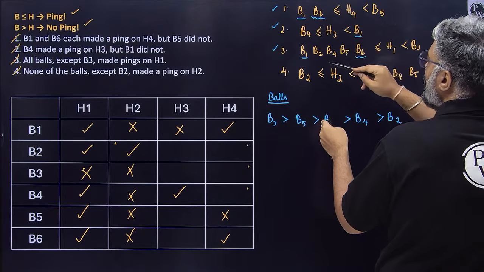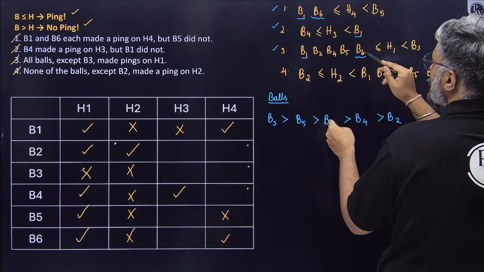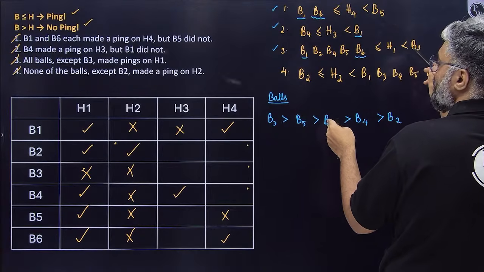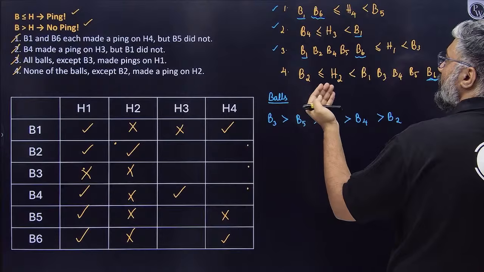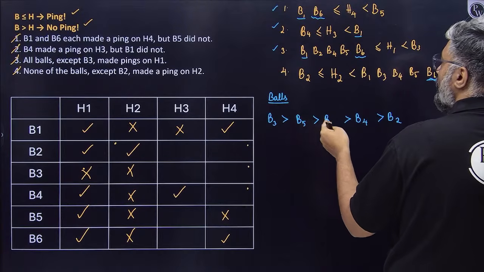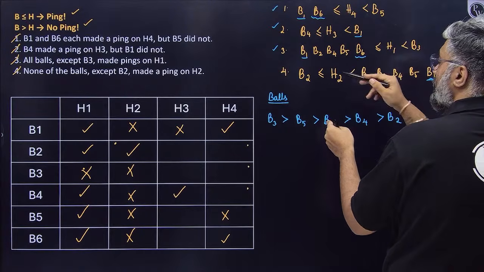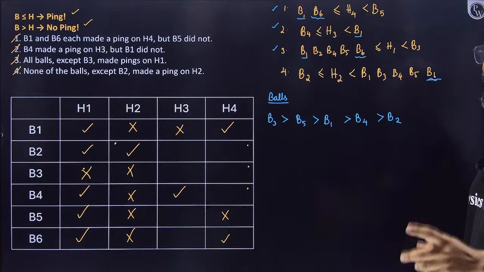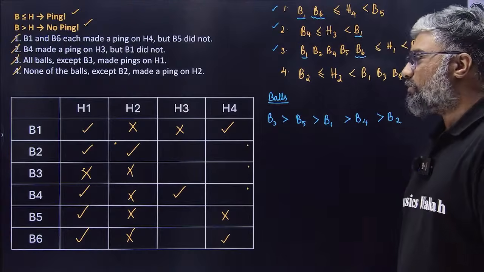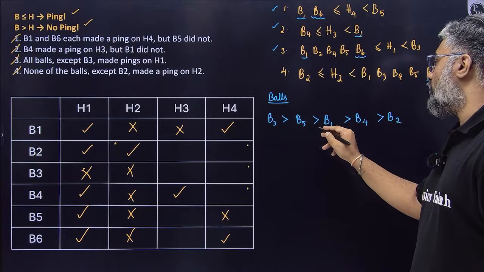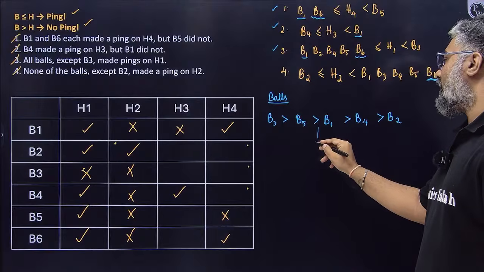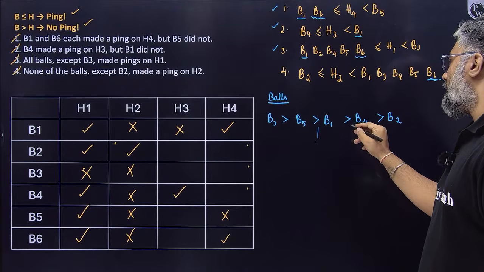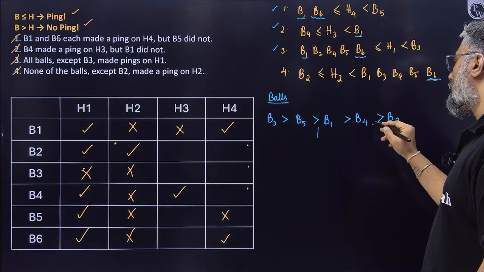Further, I can notice that B6 is also lesser than B3. So B6 is lesser than B3, and B6 is lesser than B5. But B6 is clearly greater than B2. That means what? For B6, what happens? B6 can come here also, correct?